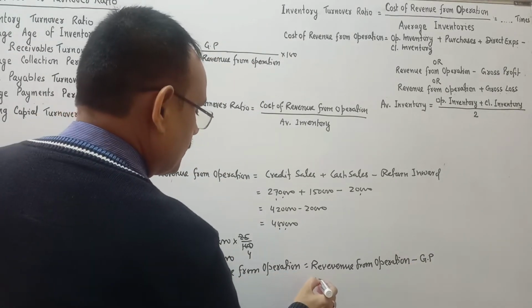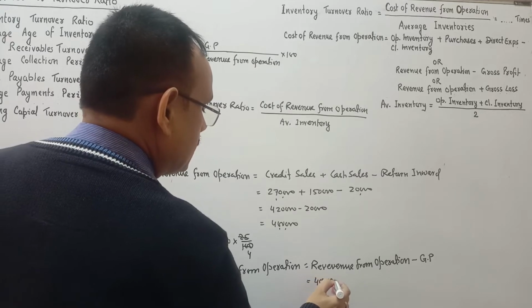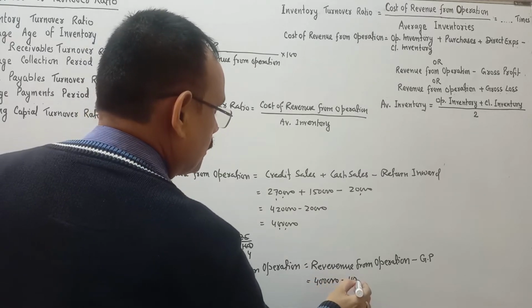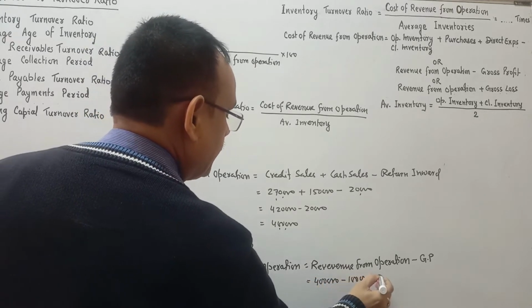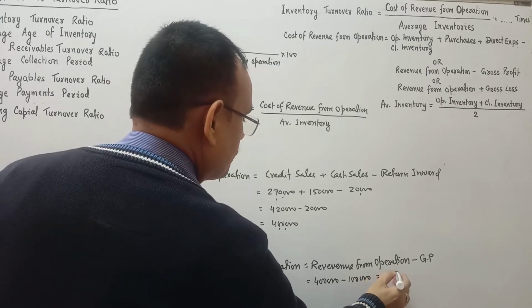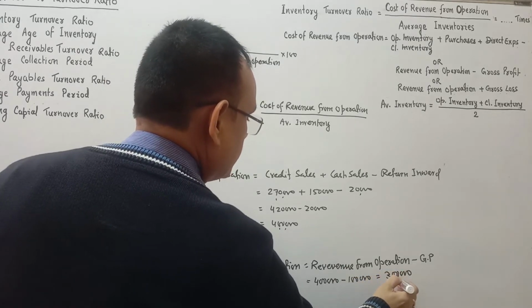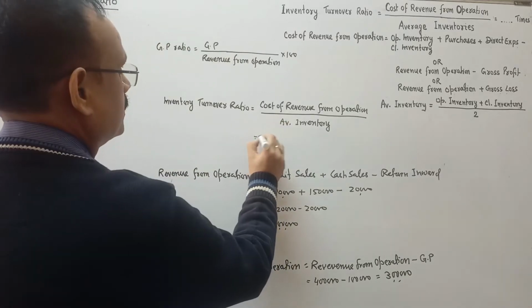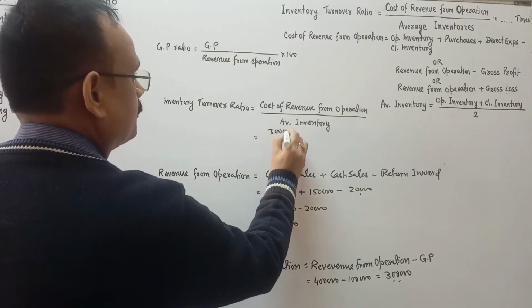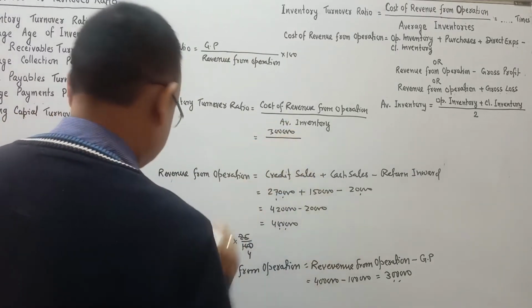So revenue from operation is 4 lakhs and GP is 1 lakh. Gross profit is 1 lakh. It means cost of revenue from operation is 3 lakhs. Okay, cost of revenue from operation is 3 lakhs.